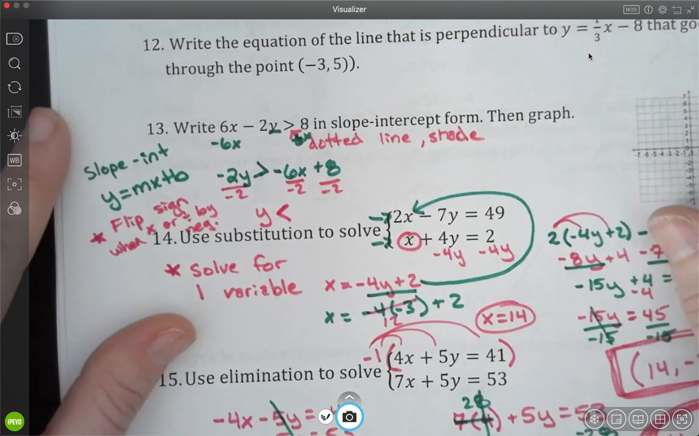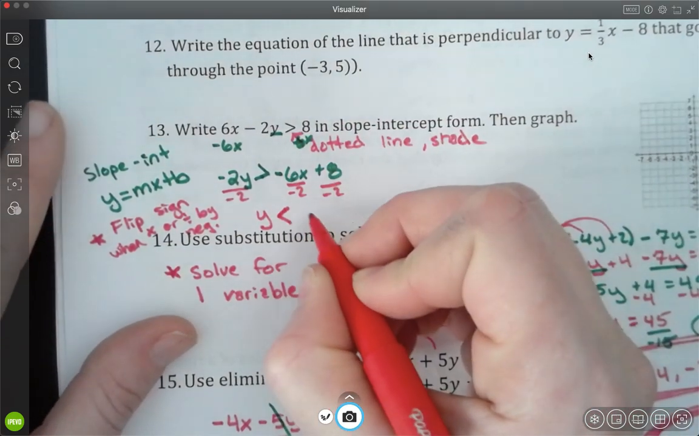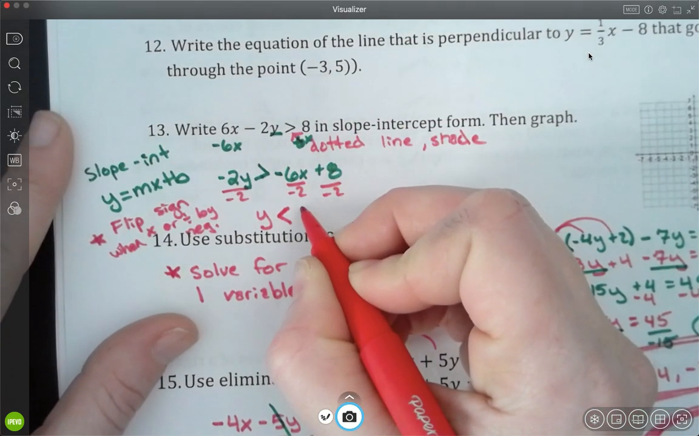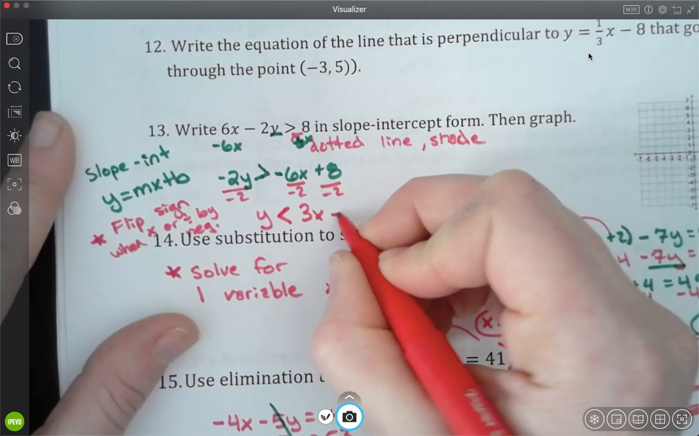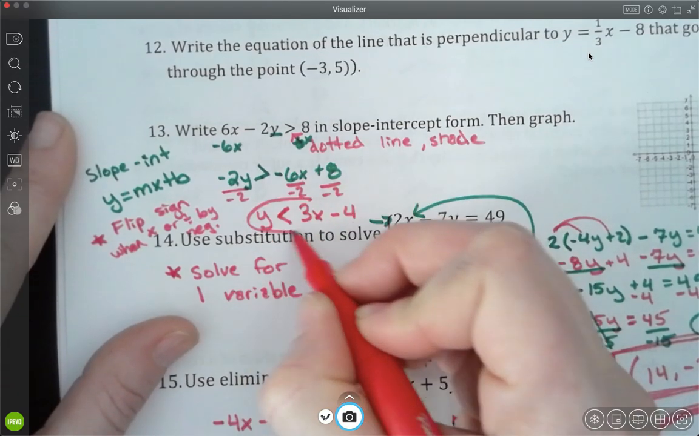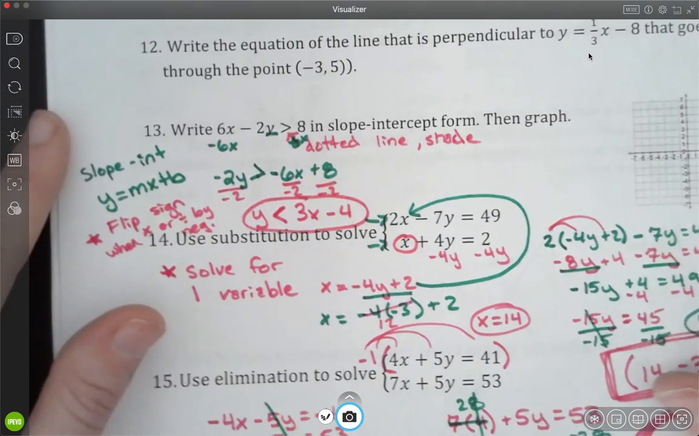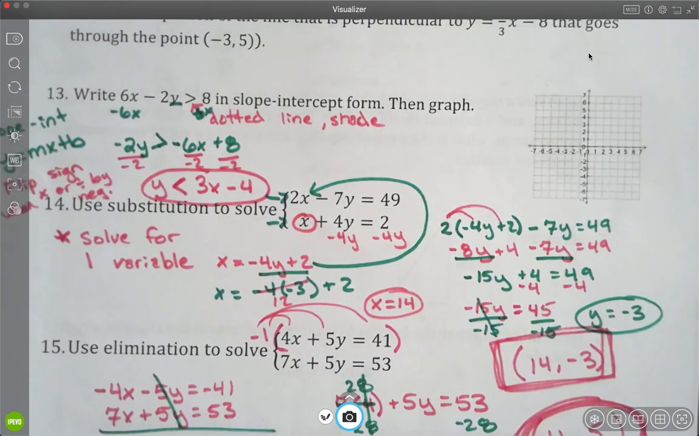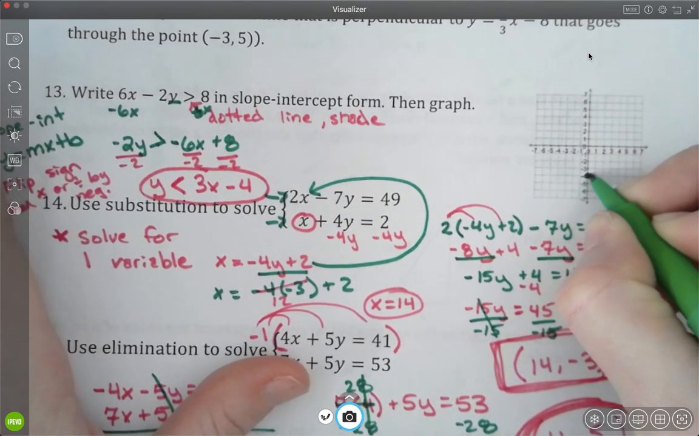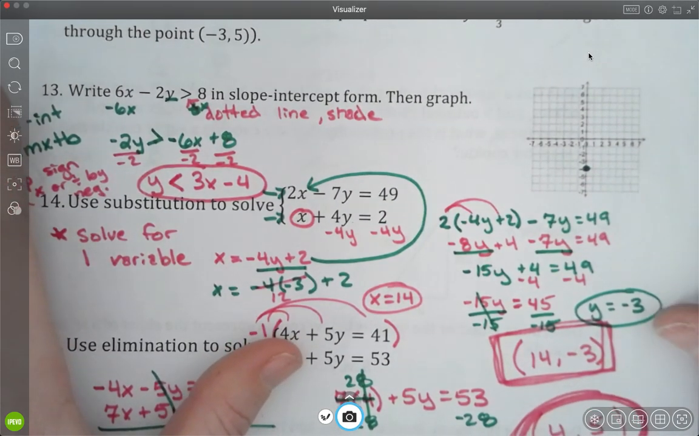Negative 6x divided by negative 2. Oh, 3x. 3x. And 8 divided by negative 2? Minus 4. So this is what I have here, and now I need to graph him. Okay, so let's go over here and let's graph him. Where do you start graphing that thing? At -4. Okay, right there at -4, and then you go from there.